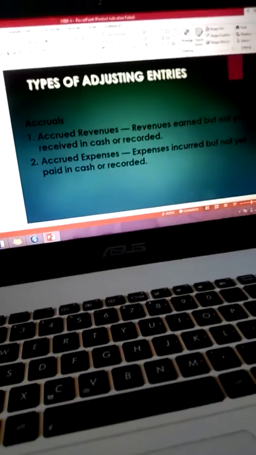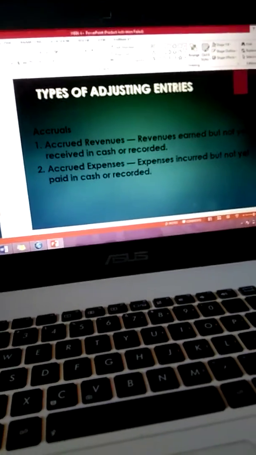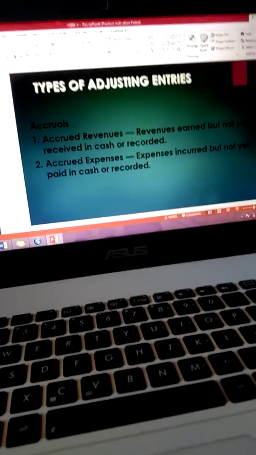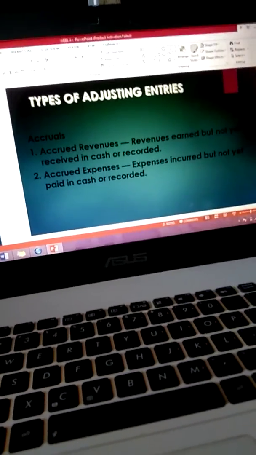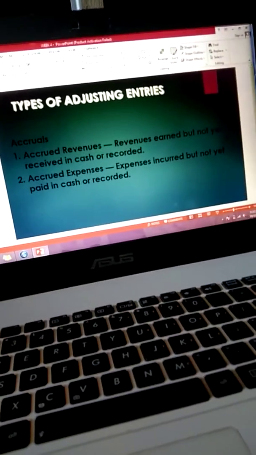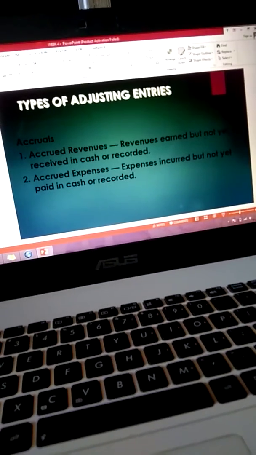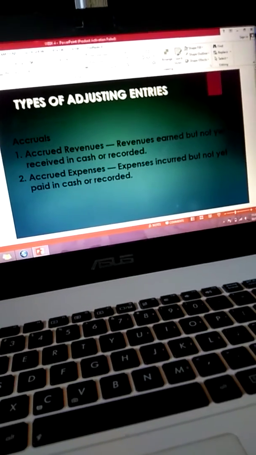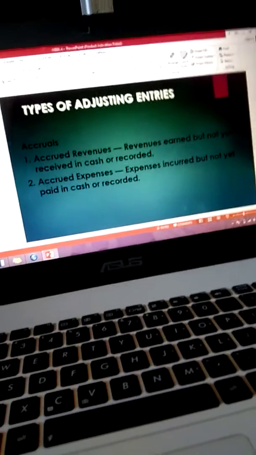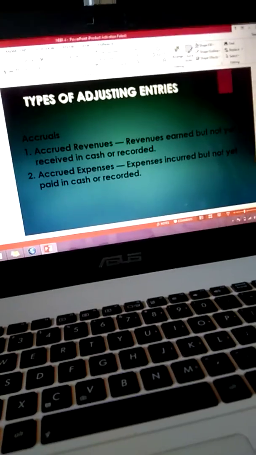Okay, hope you're done now. Let's proceed to accrued expenses. Accrued expenses is the opposite. It's the same as revenue, where expenses are incurred but not yet paid in cash or recorded. This means accrued expenses are your liability. For example, a telephone bill. At the end of the month, you have already used the telephone for the whole month, but you haven't paid yet. So we call that your accrued expenses, because the expenses are already incurred but you haven't paid yet.